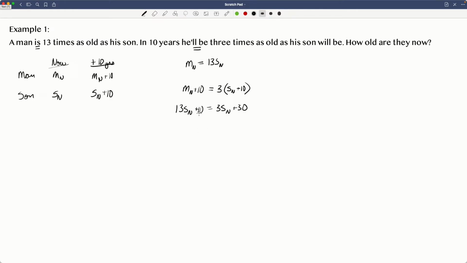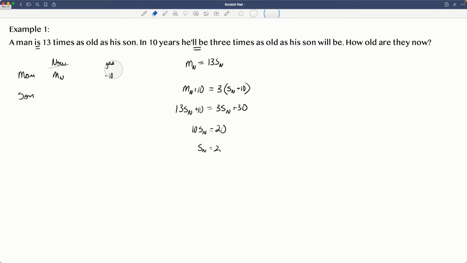So we're going to subtract 10 from both sides, and we're going to subtract 3Sn from both sides, and that's going to give us 10Sn, because 3Sn from 13Sn leaves us 10Sn, and we subtract 10 from the 30, that gives us 20. So we have 10Sn is equal to 20. If I divide both sides by 10, the son now is equal to 2. So he's 2 years old.